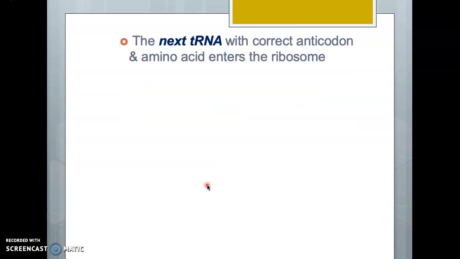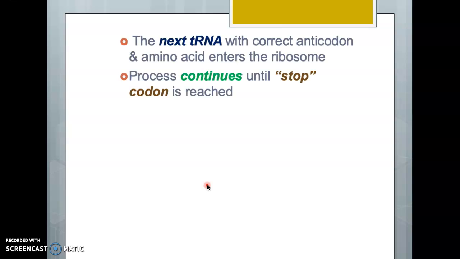All right. So this process continues. The next tRNA with the correct anticodon and the correct amino acid enters the ribosome, and this continues until a stop codon is reached. That's the end of the elongation process.